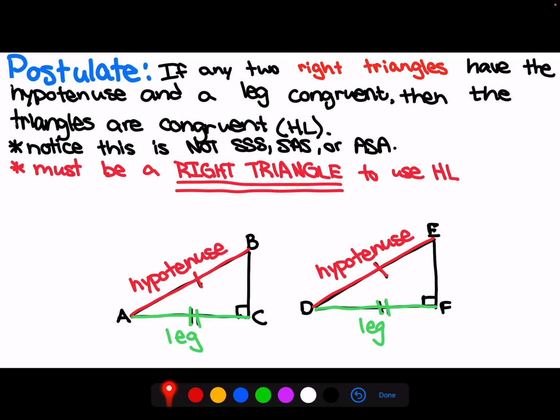Now, again, it must be a right triangle in order for us to use HL. If it's not a right triangle, it can't be used. So keep that in mind. And you may be wondering, does it need to be this leg? Absolutely not. It can be either leg. So if I have two right triangles, and they have the other legs congruent as well as the hypotenuse, these are also congruent triangles by HL. So keep that in mind as well. All right, so let's go ahead and move on.